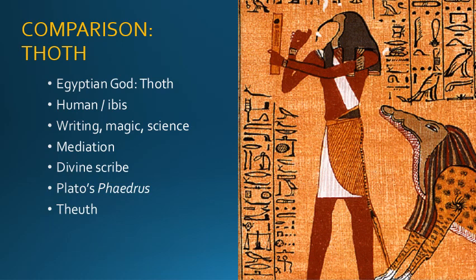We find Thoth appearing in a dialogue of Plato, the Phaedrus, where he is called Thuth, and he is revealed to be the inventor of numbers, writing systems, as well as games. So you can well imagine why people in the Greco-Roman world would have naturally equated Thoth with the figure of Hermes.